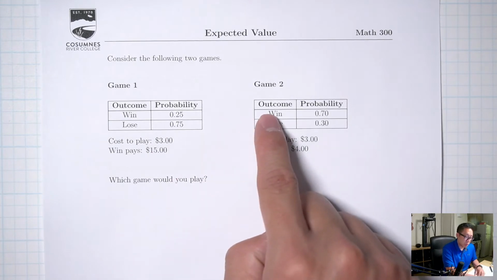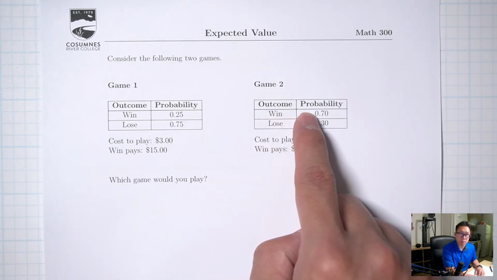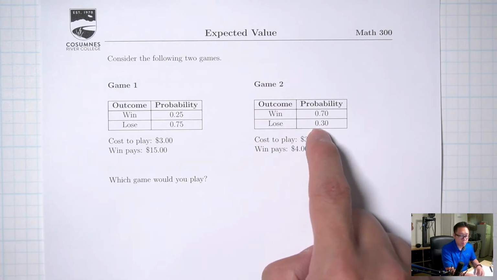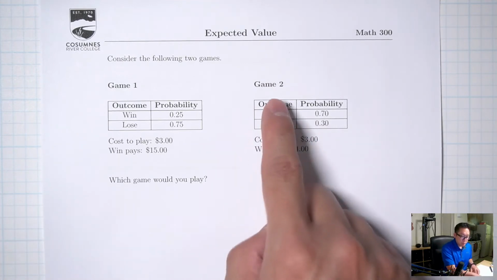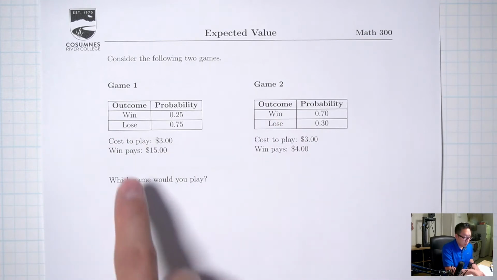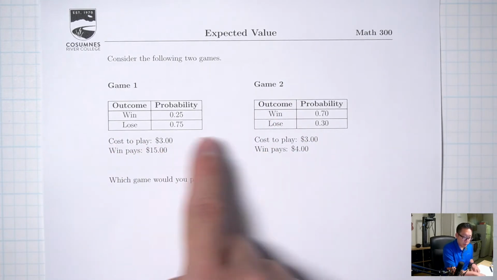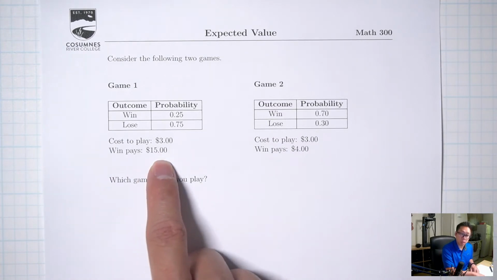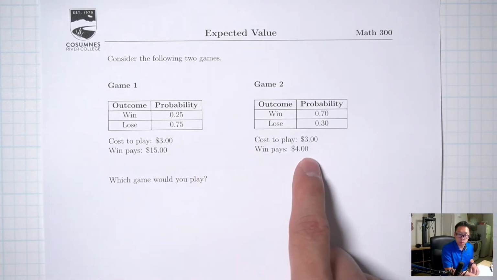Game 2, the probability of winning is 0.70, which is 70%. The probability of losing, 0.30, 30%. Right off the bat, Game 2, you have a higher probability of winning than Game 1. Both games cost $3 to play. Game 1, if you win $15. Game 2, if you win $4.